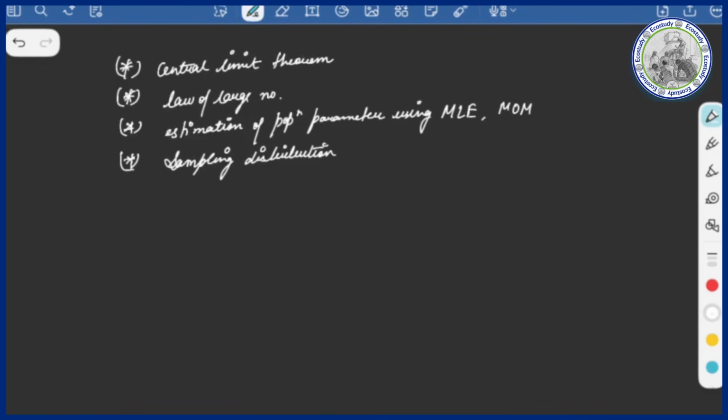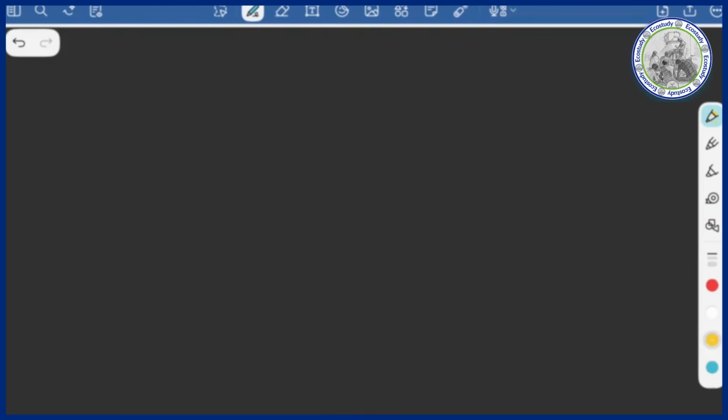Okay, so let's start with the first concept, that is the central limit theorem. So, start with the first, central limit theorem.